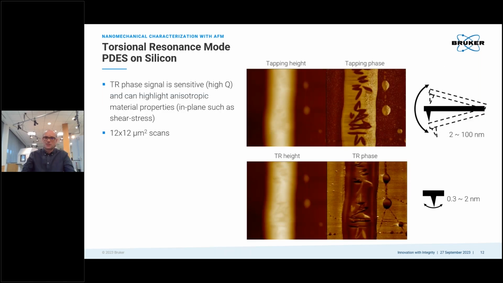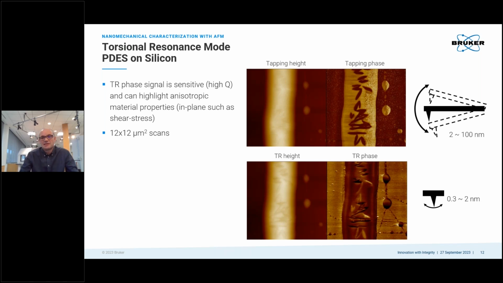In torsional resonance mode, we oscillate the tip at its torsional resonance frequency, which basically comes down to a lateral motion of the tip. Typically, that motion is done such that it's a very small amplitude. We're talking angstroms to a few nanometers of amplitude, because we don't want it too big, because that would impact spatial resolution. When doing that, we actually have a similar interaction mechanism as we have in tapping. We can do, again, amplitude feedback, for example, and collect height images, and again, monitor the phase.